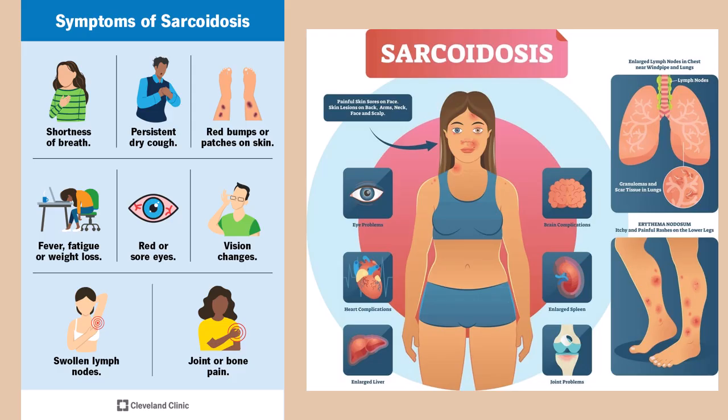All right, here's some pictures I found for sarcoidosis. Shortness of breath, persistent cough would be perfect for the lungs being attacked. Red bumps or patches on the skin, fever, fatigue, and weight loss, red or sore eyes, vision changes, swollen lymph nodes, joint or bone pain. Okay, kind of everything I had said on the previous slide. And then here's another picture that kind of shows you the different areas that can be affected by this autoimmune disease.